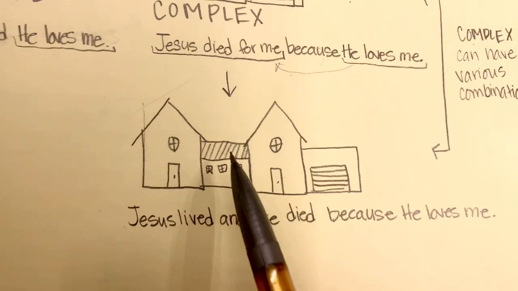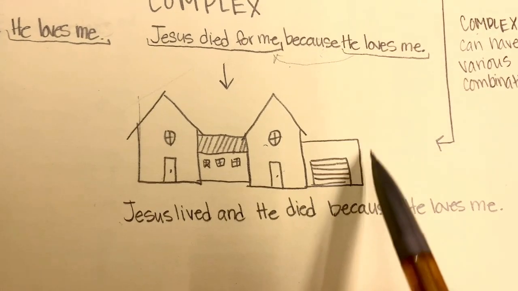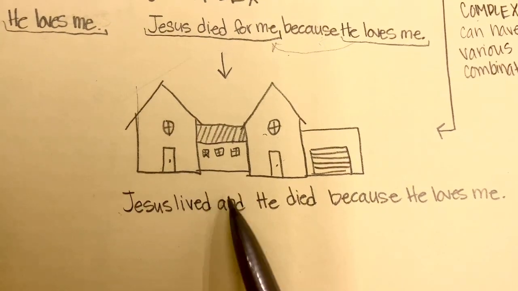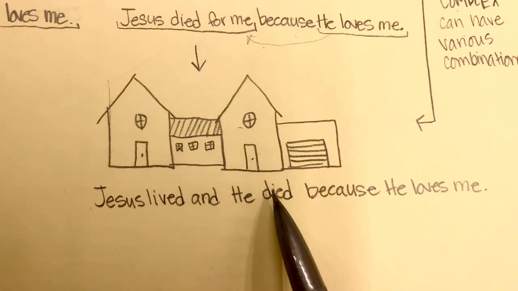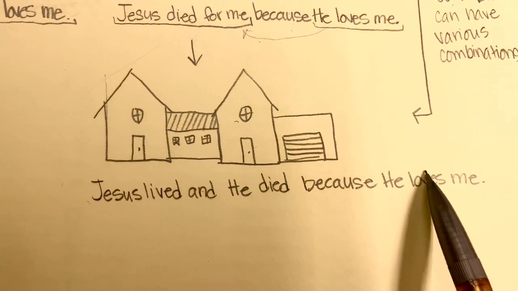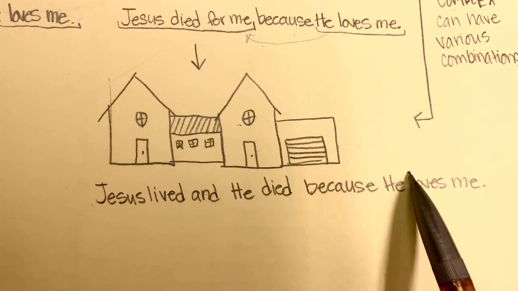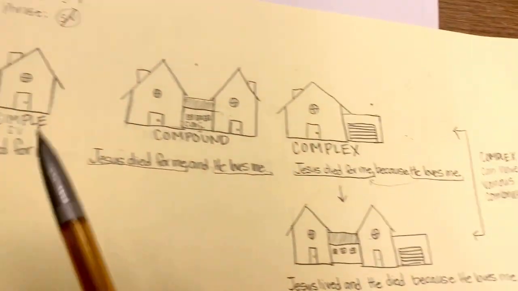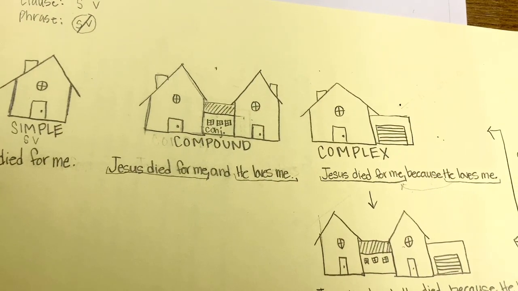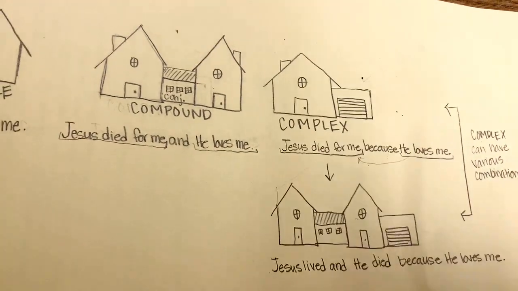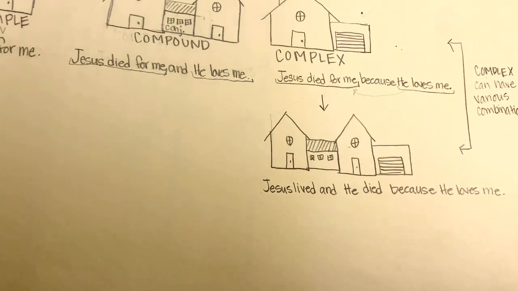So you can have examples like 2 independent clauses and a dependent clause. Jesus lived, there's our independent clause, and there's our conjunction. He died, there's our independent clause, because he loves me. This is our dependent clause. Do you see that? Because of this because. So these are the 3 types of sentences. And it's okay if you don't quite understand it all the way. We'll talk about it more. Let's dive into our sentences.